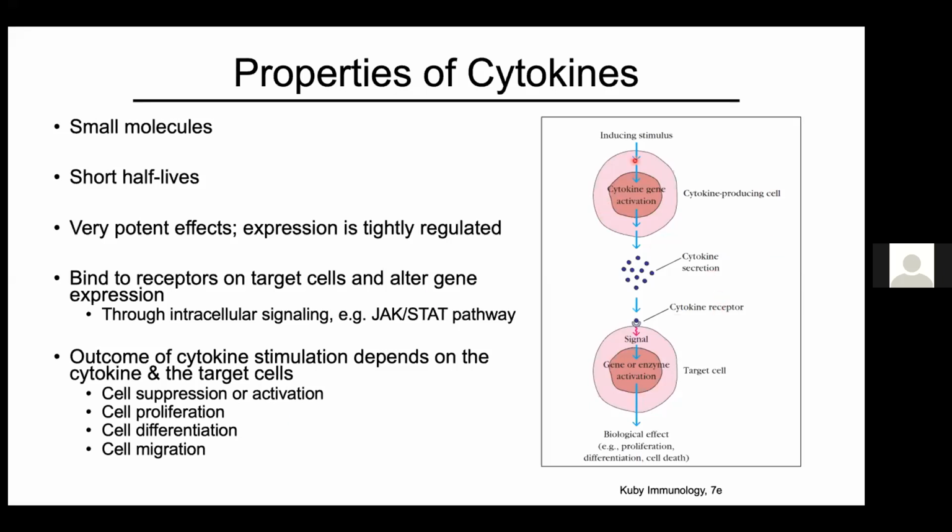So you get an inducing stimulus, which activates a cell. Then you get activation of the gene that codes for a certain cytokine. You get the cytokine being secreted. It will bind to its cognate receptor on another cell, causing intracellular signal transduction. And then you get another gene being activated, and the biological effect, which would be one of these 5 that I've mentioned.